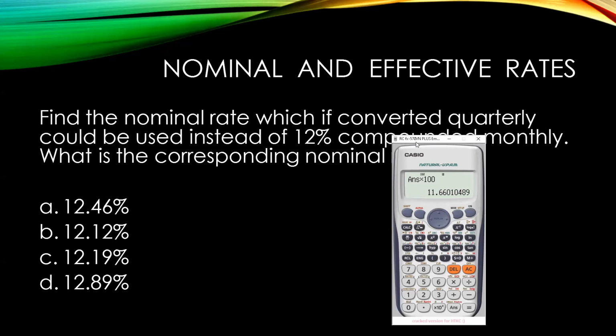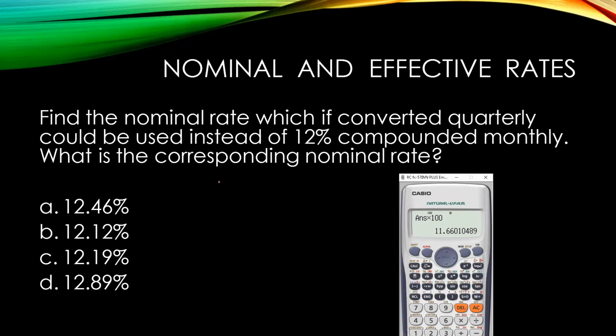Okay, so for example number 3: Find the nominal rate which, if converted quarterly, could be used instead of 12% compounded monthly. What is the corresponding nominal rate? Kanina we have nominal to effective, then effective to nominal. Ngayon naman, this is nominal rate to nominal rate. Conversion pa rin siya. Pero nominal rate quarterly dapat, pwede din siyang gamitin as monthly. So conversion siya ng nominal rates. So how to solve this one?